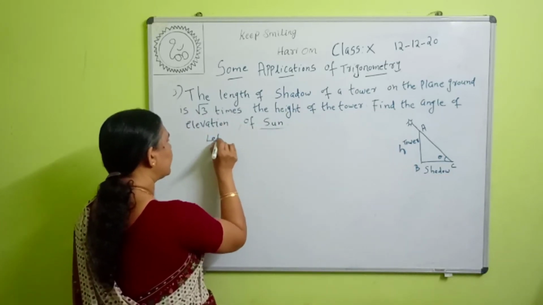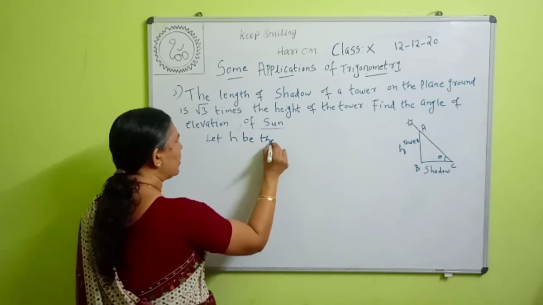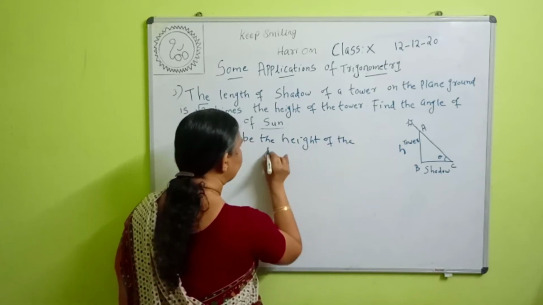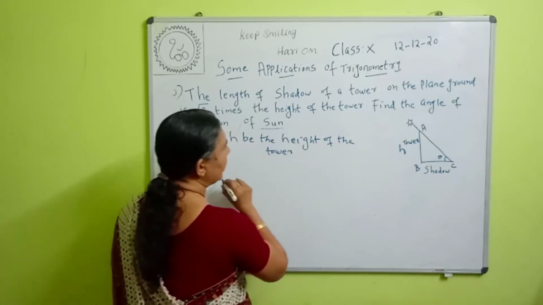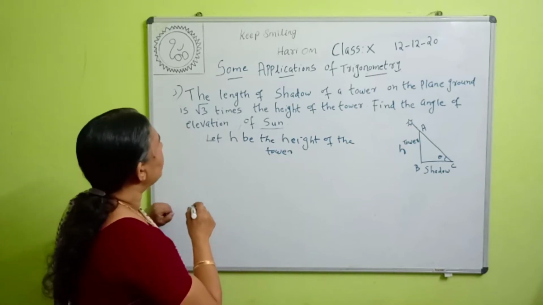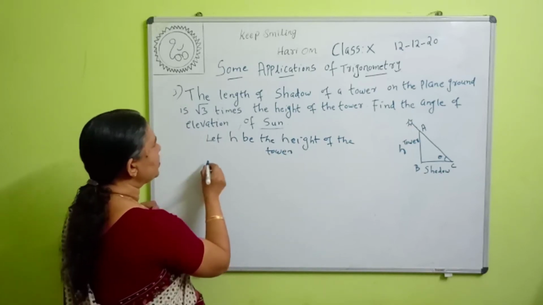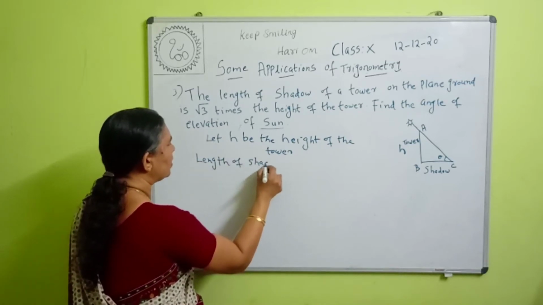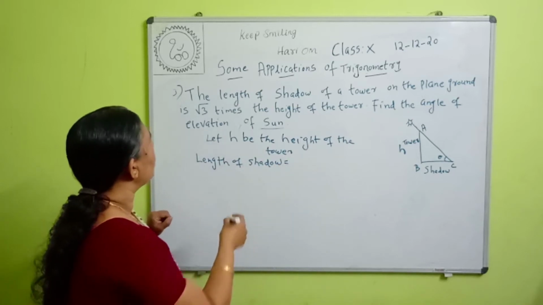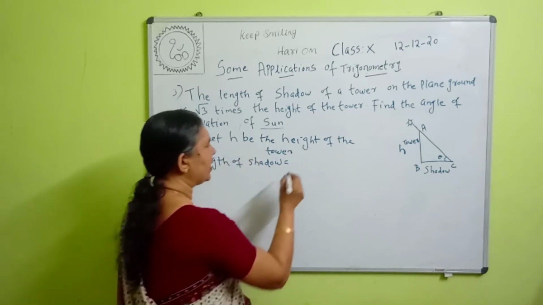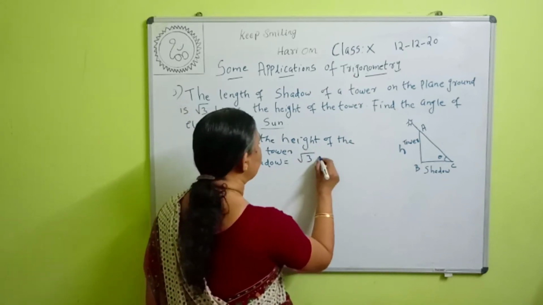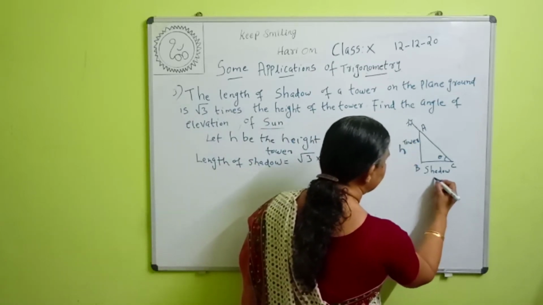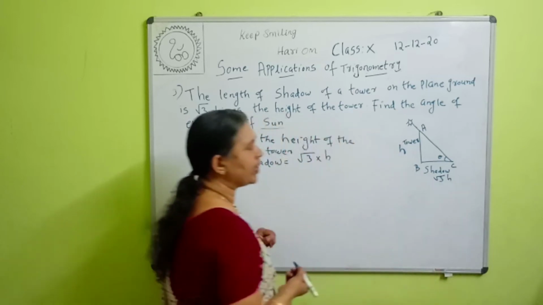Let h be the height of the tower. It is given that the length of shadow is equal to root 3 times the height of the tower. That is root 3 into height of the tower, which is h. Then if the tower is h, what is the length of shadow? It is equal to root 3 h.